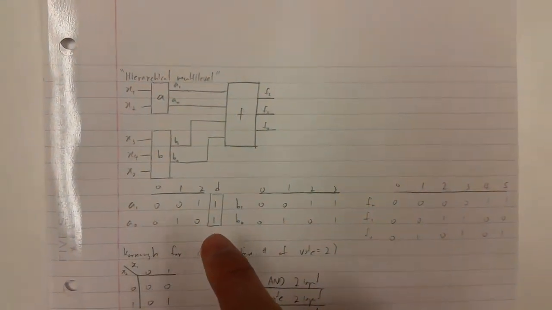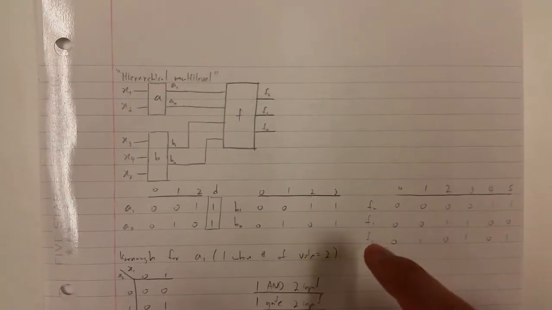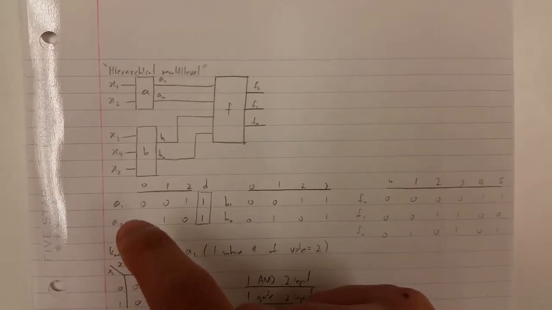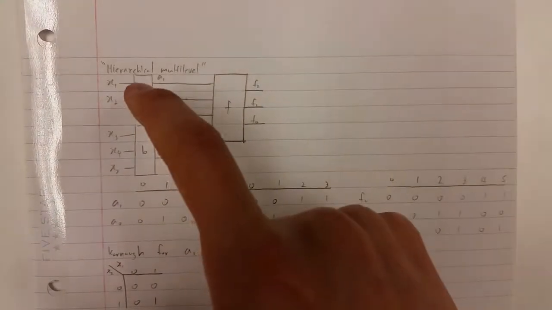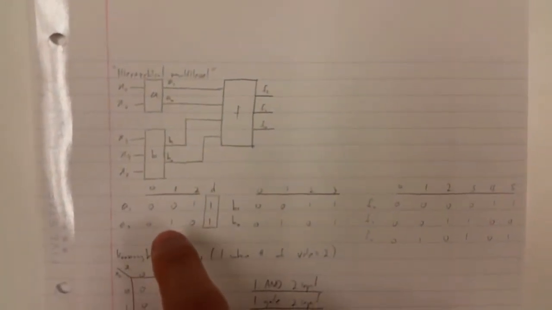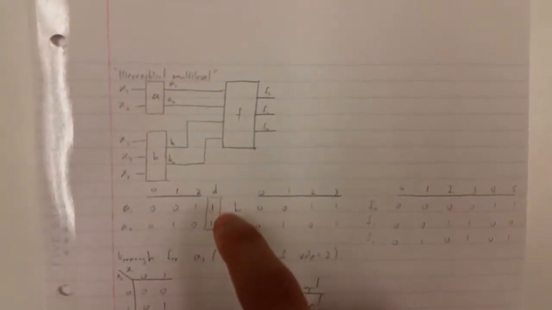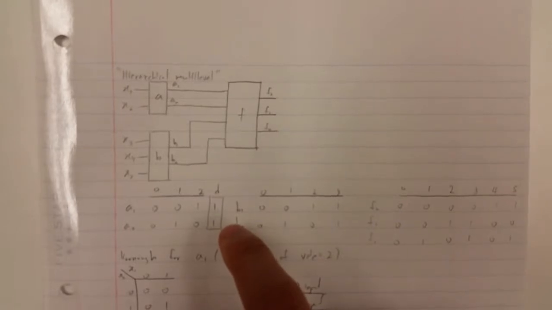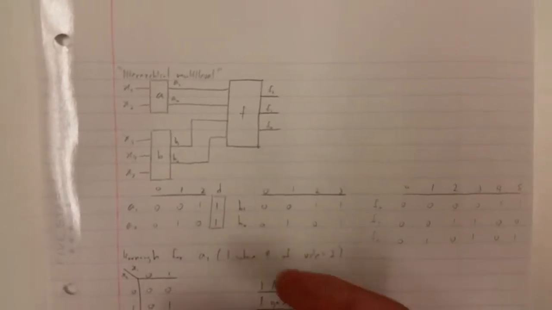And I listed all the possible values that A, B and F can take. But look at A. A only has three possible vote counts. 0, 0 represents 0 votes. 0, 1 represents 1 vote. 1, 0 represents 2 votes. 0 to 2 is all you need to count x1 and x2. So the 1, 1 combination of A1 and A0 is a don't care.